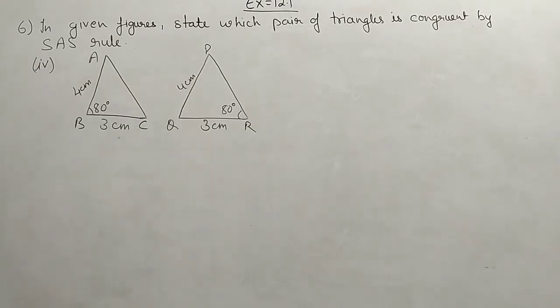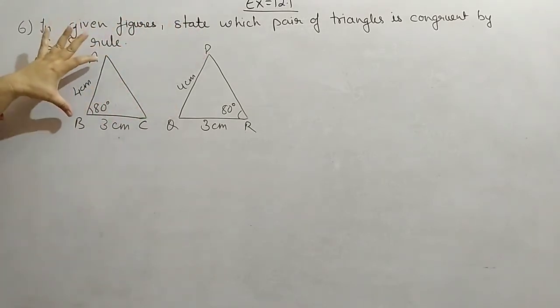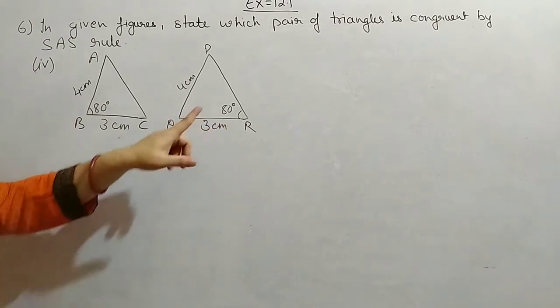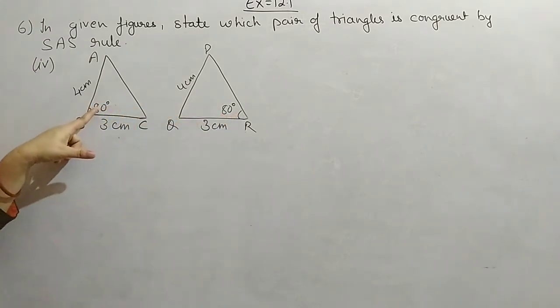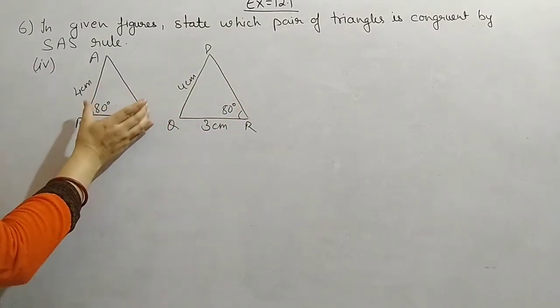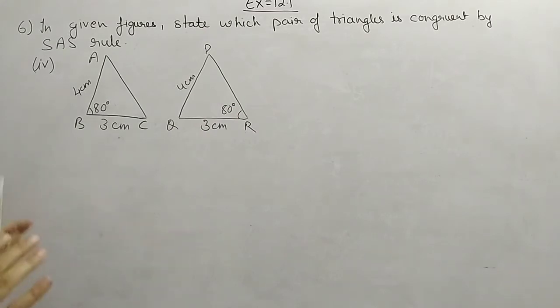Next, fourth part of question number 6. Here two figures are given. If you overlap these two sides, 4 to 4, in that case this 3 and 3 will overlap, but the angles are not overlapping. Here 80 degree is coming here, and when you take this triangle and keep it here, for this triangle 80 degree is here. So these two triangles are not congruent. These angles are not the corresponding angle.